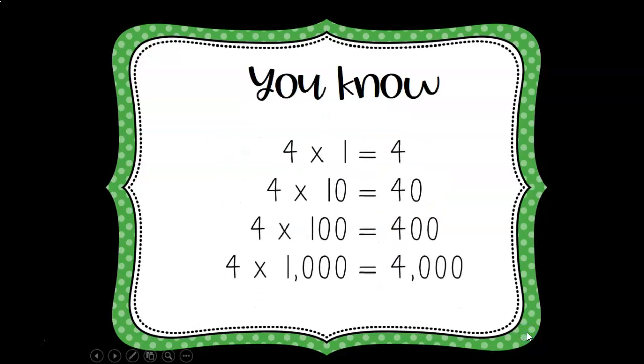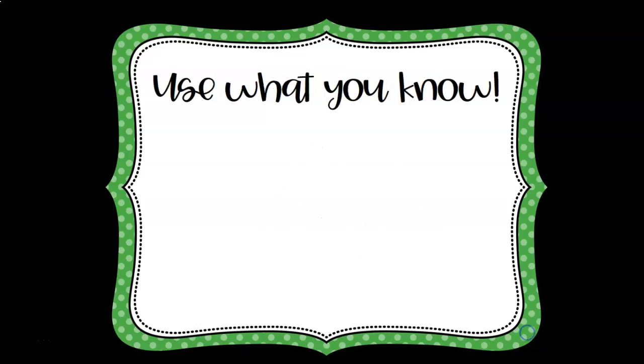You know from yesterday that if 4 times 1 is 4, that means 4 times 10 is 40, 4 times 100 is 400, 4 times 1000 is 4000. So we're going to use what we know.